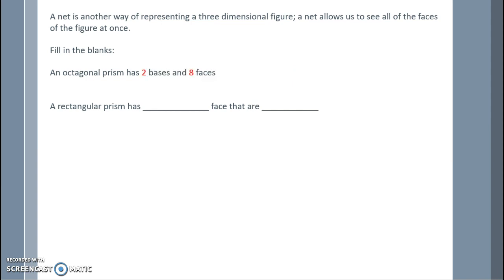An octagonal prism has two bases. The bases are each octagons, and we would need 8 faces to finish them, one for each side of the octagon. A rectangular prism has rectangular faces that are rectangles.